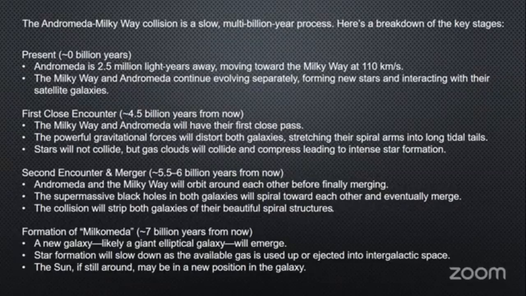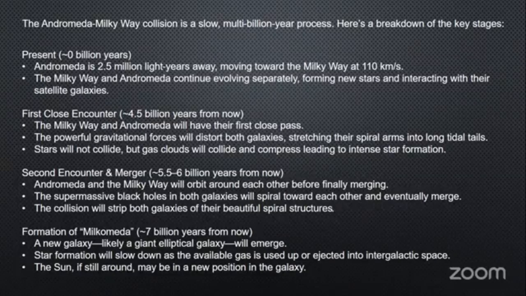The supermassive black holes are going to merge, and the collision will strip both galaxies of that beautiful spiral structure, like I've said before. At about 7 billion years, they're going to finally merge into one single galaxy, which we call the Milkyomeda galaxy. That is the Milky Way and Andromeda coming together. A new galaxy is going to be formed, which we believe will be an elliptical galaxy, and that is how most elliptical galaxies are formed. They are formed from galaxy mergers.